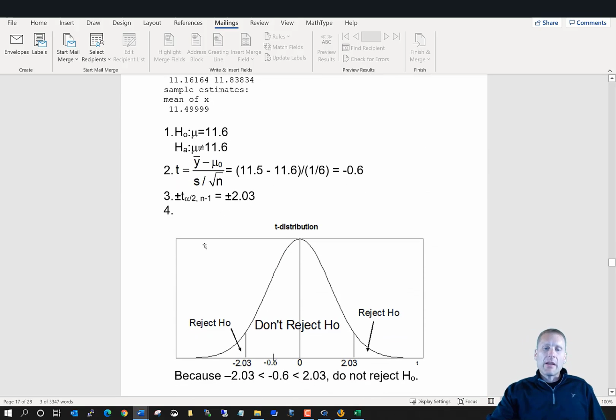So let's go through the steps. Step 1, state your hypothesis. Step 2, actually do the computation of the test statistic, negative 0.6. Step 3, state your two critical values, a plus and a minus value from the t distribution, where we have alpha divided by 2 and n minus 1. We get plus or minus 2.03.